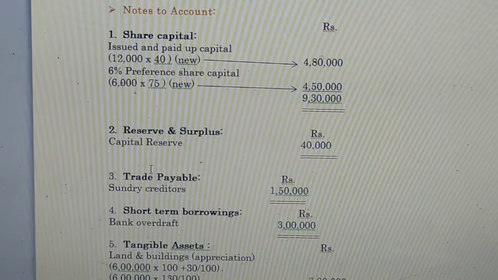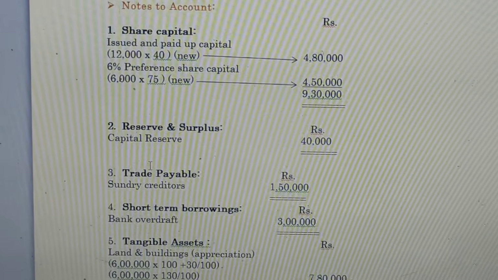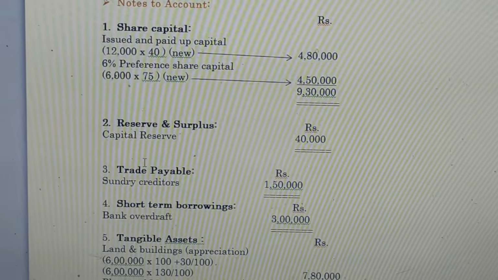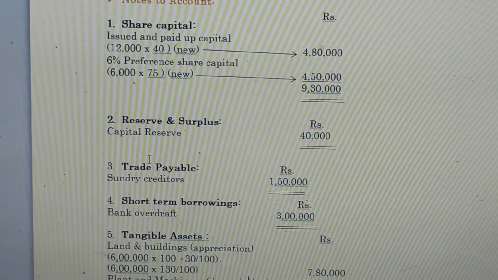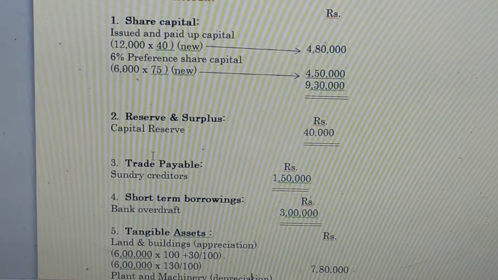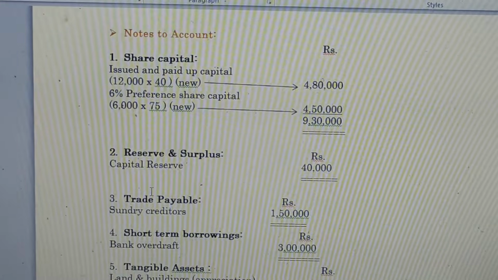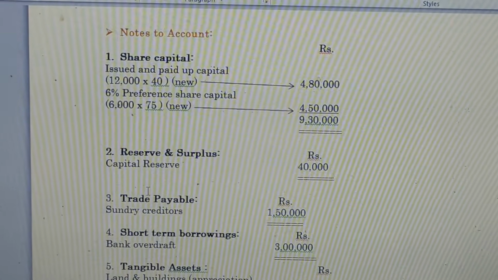And 6% preference share capital is 4,50,000. It is also the new preference share capital. So it means 6 lakhs multiplied with 75. We get 4,50,000 as the new preference share capital amount. Then we have to add this amount. We get the total amount of 9,30,000. That is the total share capital value.